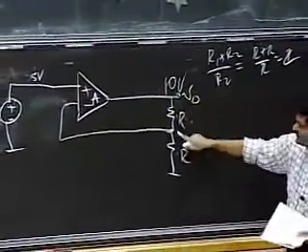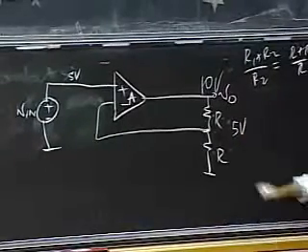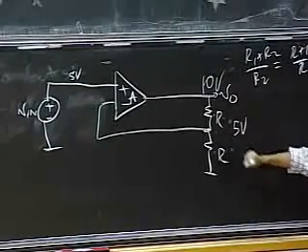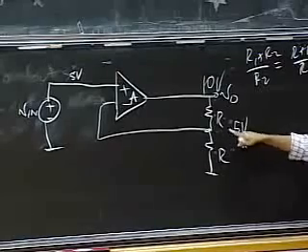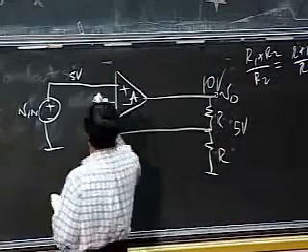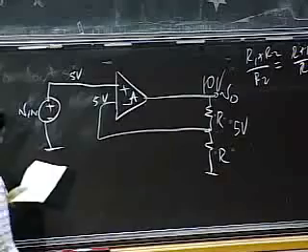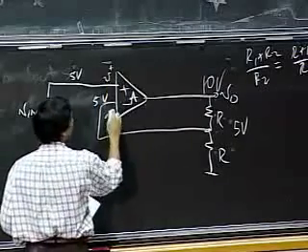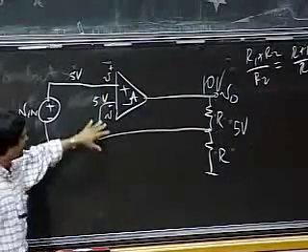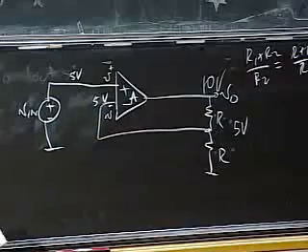If that is 10 volts, this is going to be 5 volts, correct? This is R and R, a voltage divider, so I get 5 volts here. So this is V plus, this is V minus. That's how the circuit looks.